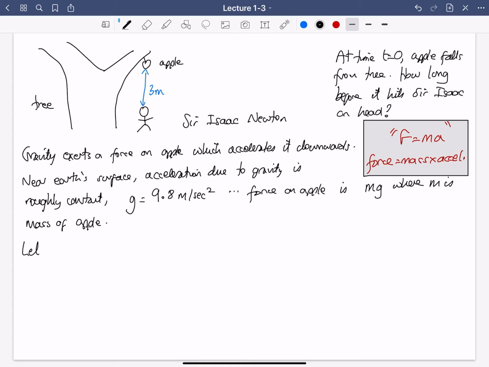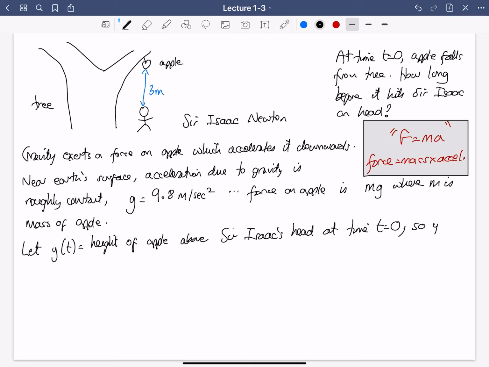So now what we're going to do is let y of t be the height of the apple above Sir Isaac's head at time t. So I'm just doing a very basic, simple thing. So what we know is that at time 0, the apple is exactly 3 meters above. So y of 0 is 3. That's our initial condition.